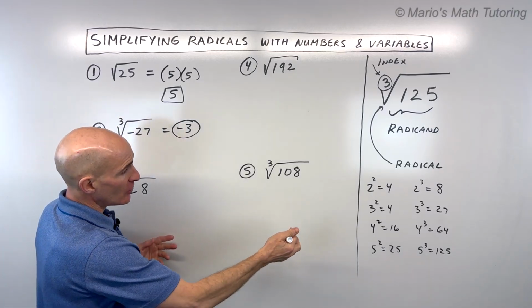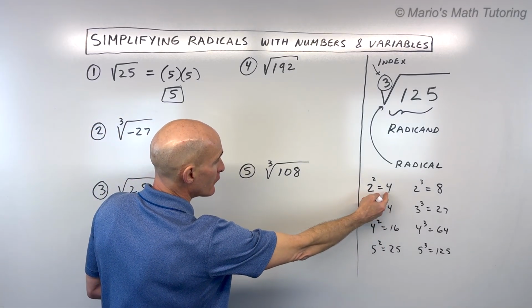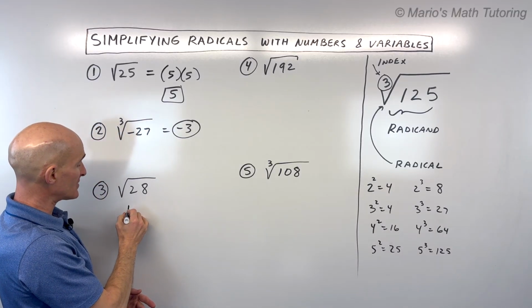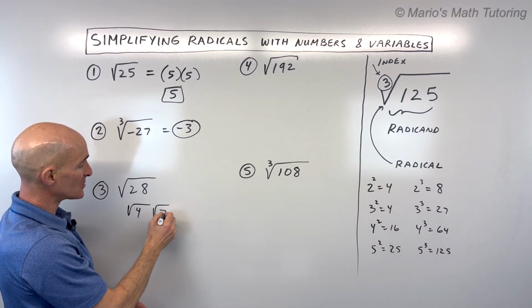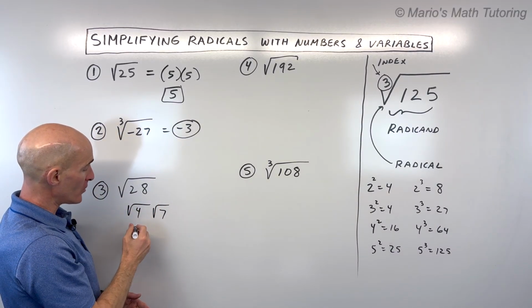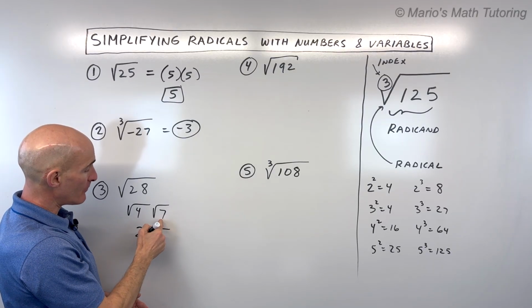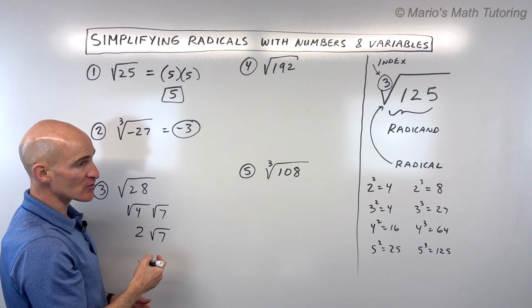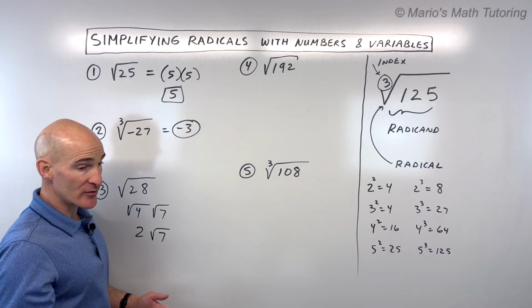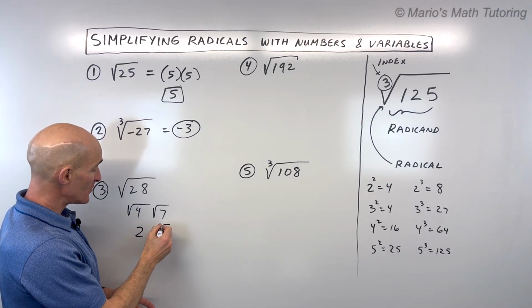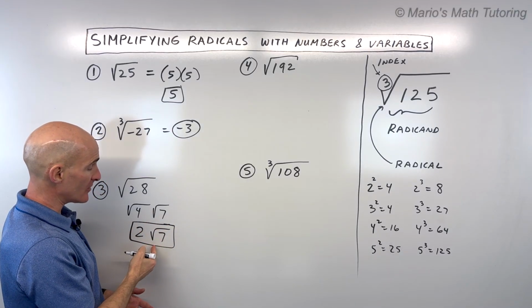So in this case, I can say it looks like 4 is a perfect square. I could write this as the square root of 4 times the square root of 7. The square root of 4 is 2, and I can't pull a perfect square out of 7 because there's really just 7 times 1. There's not a perfect square in there. So this would be written as 2 square root of 7.